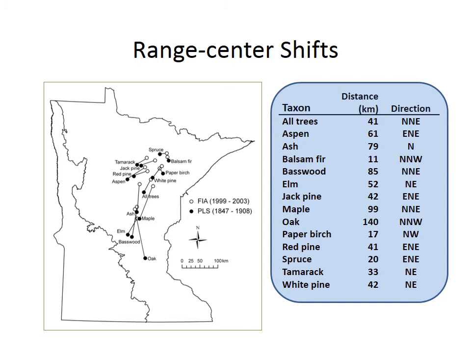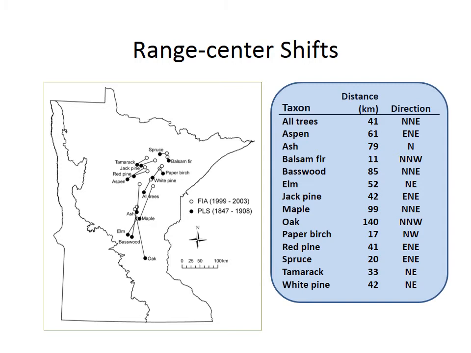The table summarizes for all trees it's an average of 41 kilometers to the north-northeast, aspen 61 kilometers, and so on. The biggest ones here are maple 99 kilometers to the north-northeast, and oak 140 to the north-northwest. Again, these are centroids of the range. If you just look at all the oak trees in the state and where's the centroid of that blob that you get on the map. So it's moved quite a bit to the north, and then there's a number of other species that have moved much smaller amounts.